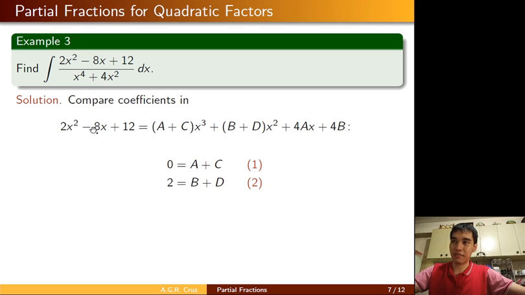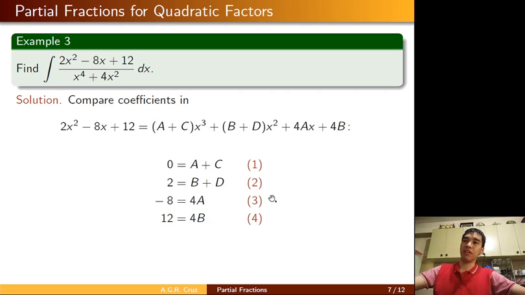For x, you have negative 8 on the left and 4a on the right. So for the constant terms, you have 12 on the left and 4b on the right. Let's call that equation number 4. Now, if you notice, in equations 3 and 4, you can get the values of a and b already, no?